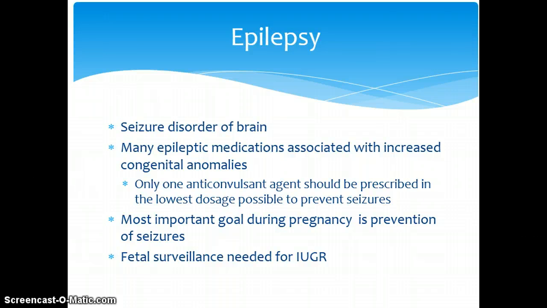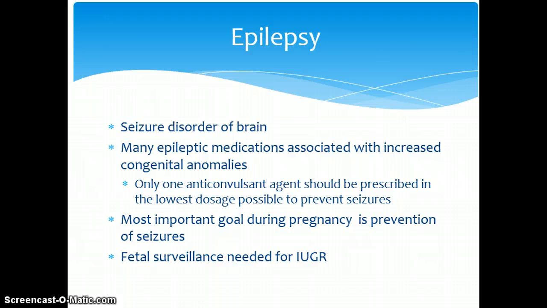Epilepsy is another disorder that can affect pregnancy. Epilepsy is a seizure disorder of the brain. There are many epileptic medications associated with increased congenital anomalies. So because epileptic medications are known to increase congenital anomalies, the physician will typically order one anticonvulsant agent and prescribe that in the lowest possible dose to prevent seizure activity in mom.